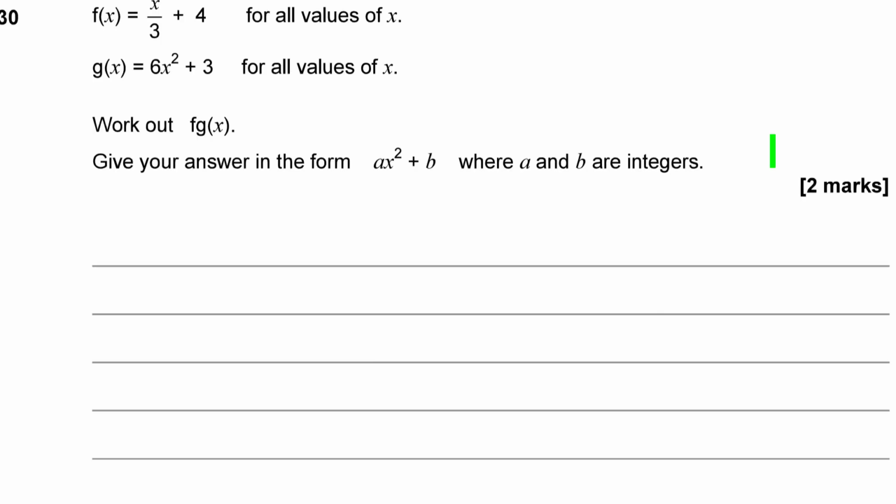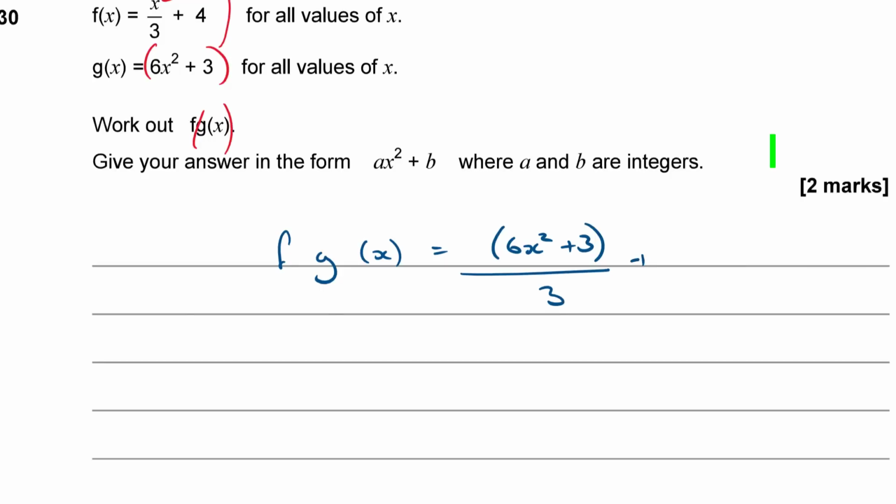Now, with these, you start on the inside and work outwards. So the first function is you take x and you put it in g, and then that is fed into the function f. Okay, so the first thing to do is we're going to take our function for g of x and we're going to feed it into where we see the x in f of x. Hopefully that makes sense. So fg of x is, where I see the x in f of x, I'm going to write g of x. So that is 6x squared plus 3, all divided by 3 plus 4.